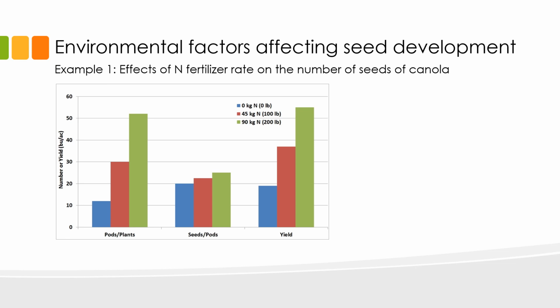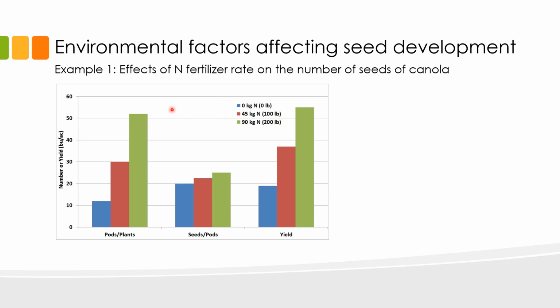This slide illustrates the effects of nitrogen, an essential element, on the development of canola seeds. As I mentioned earlier, the effects of environmental factors on seed development often manifest in changes in weight, size, and number of seeds. In this particular example, we are looking at the effects of varying concentrations of nitrogen on the number of seeds produced by the plant. We have here three nitrogen treatments: 0, 45, and 90 kilograms per acre.